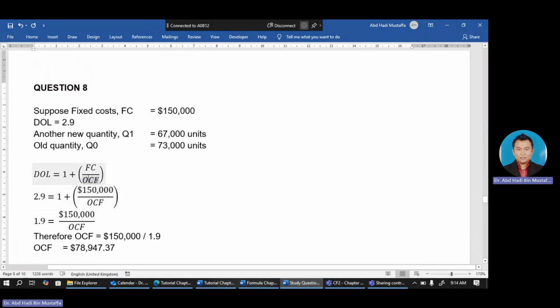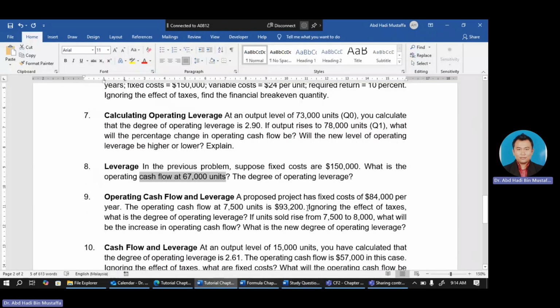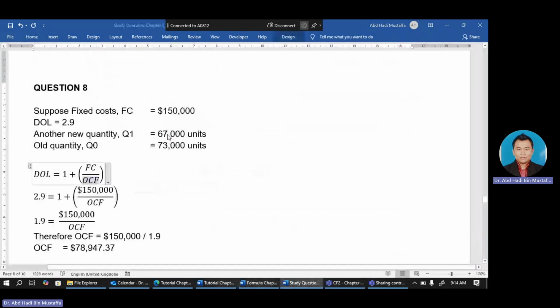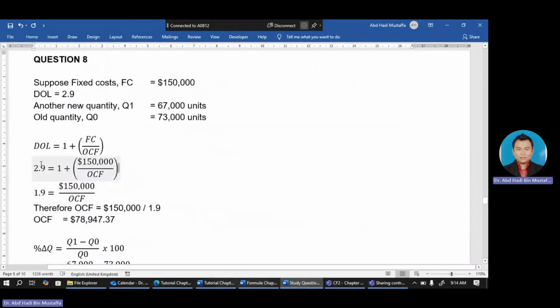Okay. Pertama sekali, the first one is we need to find OCF dulu. Kita kena cari OCF dia. Pakai formula nombor 9 tadi, nak kira OCF. Want to calculate OCF. So, 2.9 equals to 1 plus 150,000 fixed cost. Ini fixed cost tadi. OCF, we don't know. So, using algebra, bawa ke sebelah jadi 1.9. Lepas tu, bawa ke sebelah jadi bahagi je lah. You dapat this figure. OCF, you dapat this figure. Okay, first step adalah yang ini.